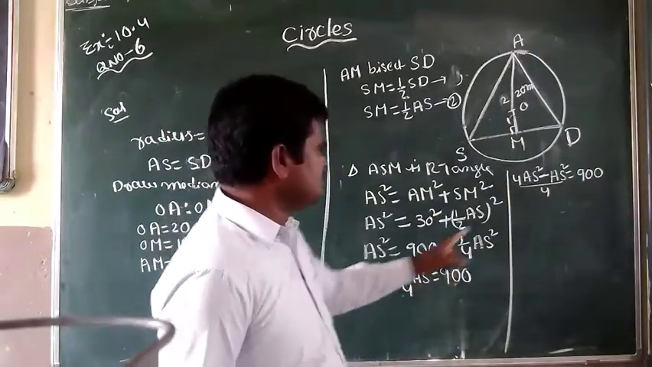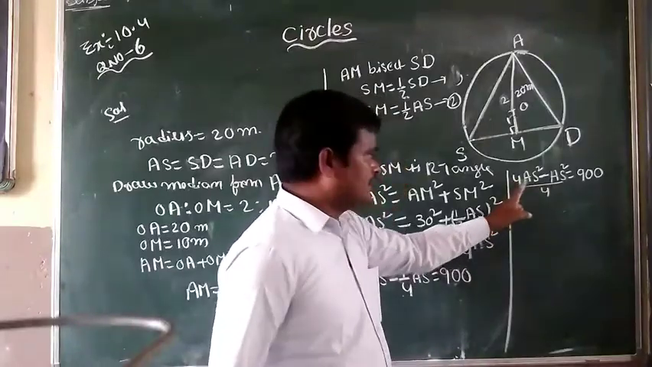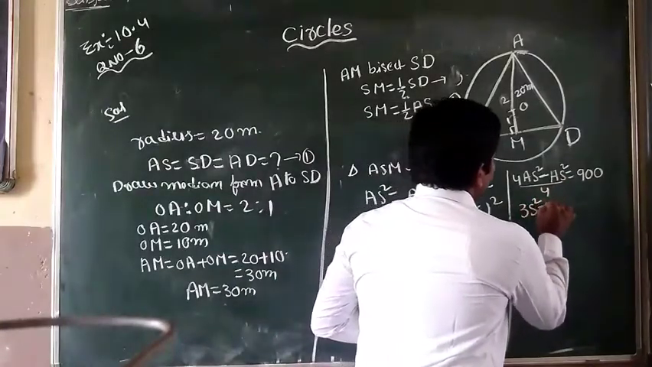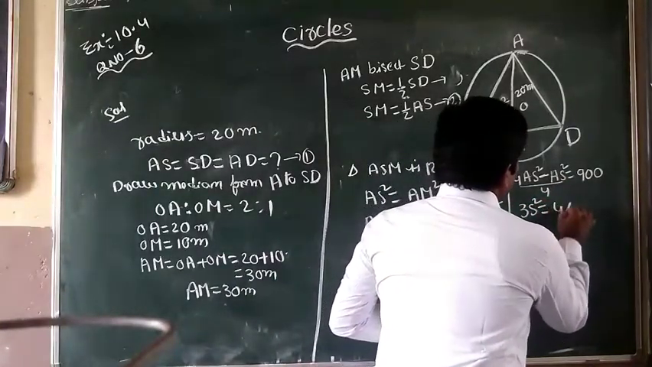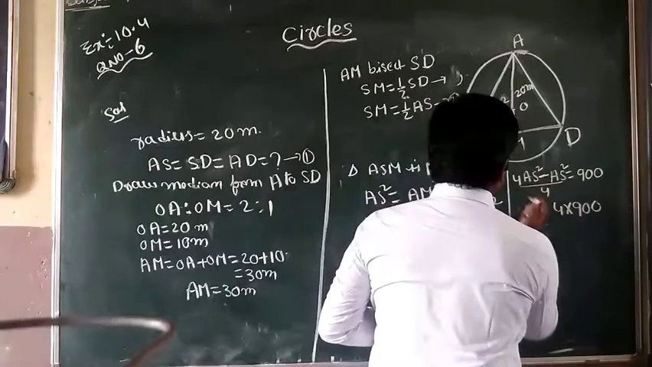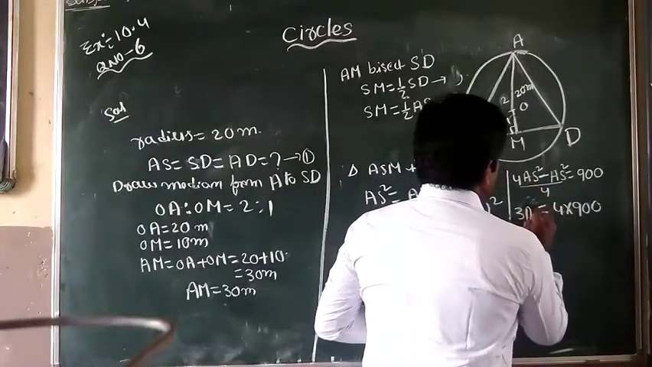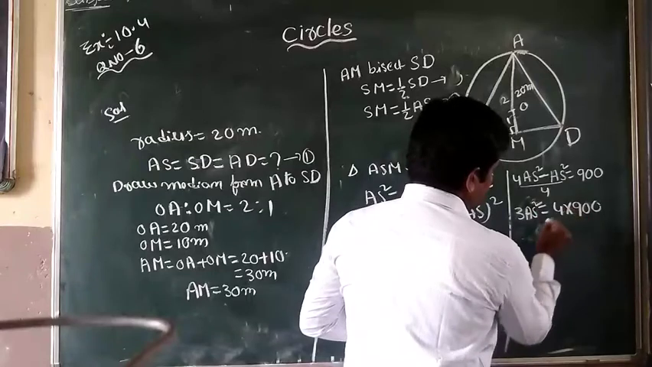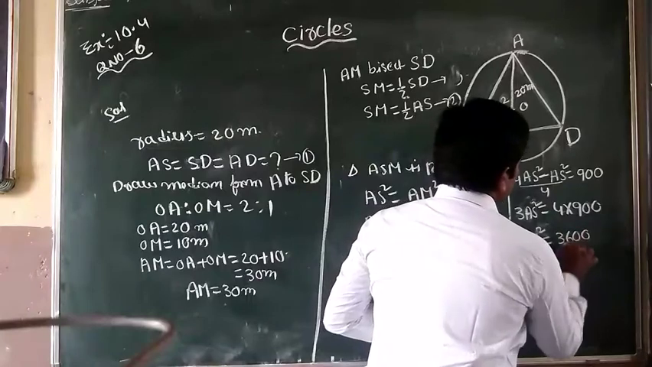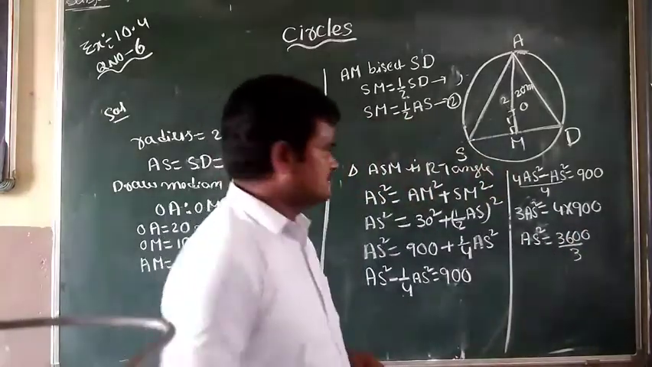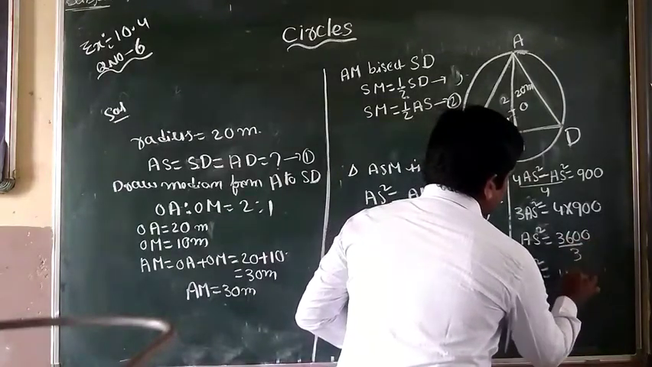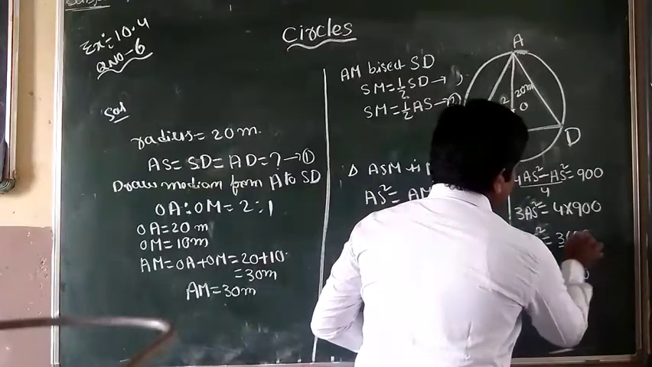Taking the LCM, 4AS square minus AS square by 4 equal to 900. So 3AS square equal to 4 into 900. AS square equal to 3600 by 3, so AS square equal to 1200.